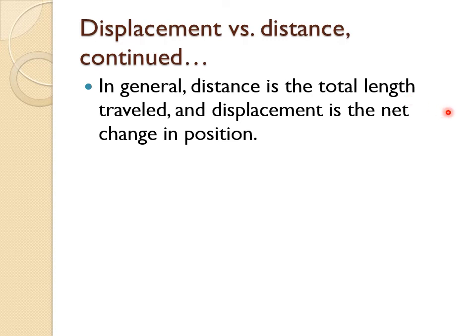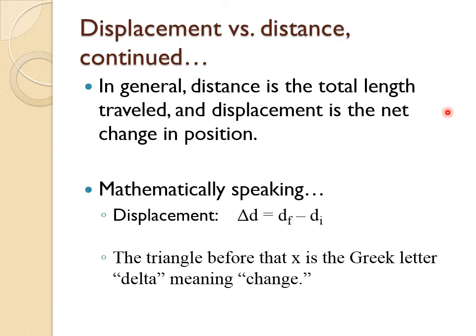In general, distance is the total length traveled, and displacement is the overall change in position from starting to ending. So, they're not necessarily the same thing. Mathematically speaking, displacement is actually the change from final to initial position. This little triangle here in front of the D is a Greek letter delta, meaning change, or you subtract the values.